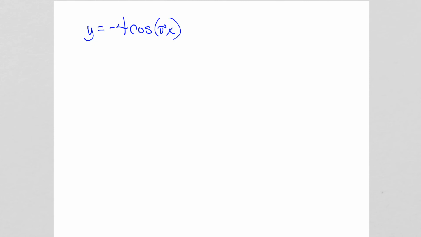So what would our 5 key points be? Take the period, divide by 4. Our period we said was 2. So period divided by 4 is 1/2. So let's think about our 5 key points. So cosine starts at 0, 1.